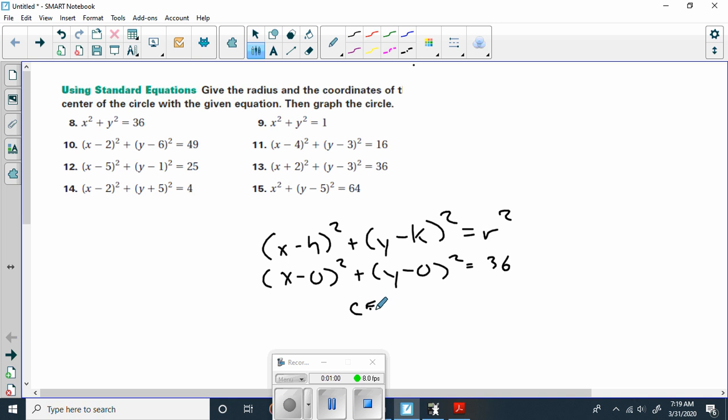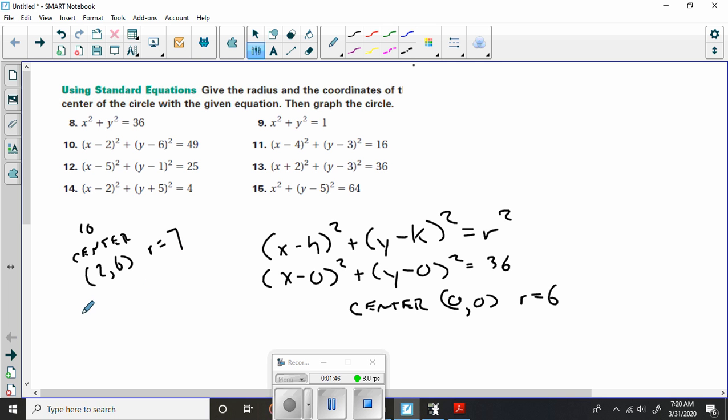Your center was at 0, 0, and your radius would be the square root of 36, which would be 6. Okay, so the only thing we had to remember was to reverse the numbers, right? So here, for number 10, it would be 2, positive 6. Reverse the signs of these numbers. So for number 10, for the center, we reverse these two numbers, 2, 6, and we said we had to take the square root of this number, and your radius was equal to, well, the square root of 49, last I checked, was 7.